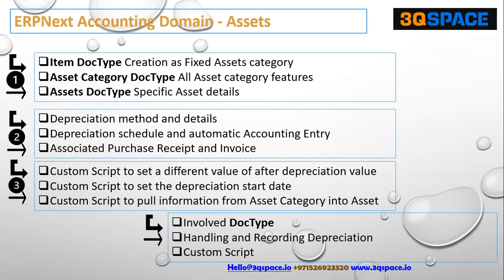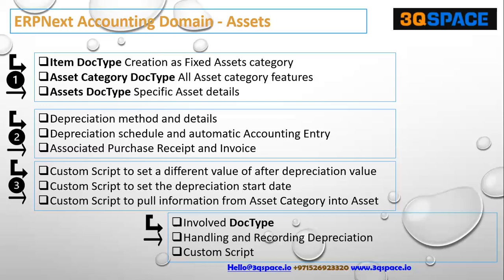The first is we will look into the doc type, which are used to create and maintain asset in any organization, such as the doc type of item, where we categorize the item as fixed asset. Then we have the asset category, where we group certain functionality and attributes of the asset. Then the final asset that is created based on a specific item.